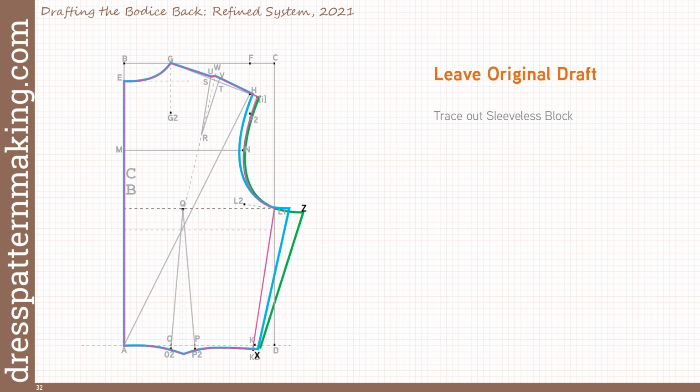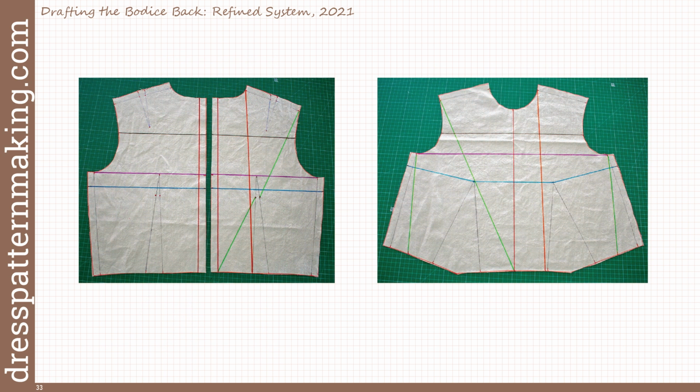Though of course you still need to draft the front, and then before you actually make the toile you need to true the front to the back or the back to the front. I recommend you draw all the lines from the block on the toile. Doing this means you can see where you've made mistakes, and also it's much easier to see where the adjustments need to be made.